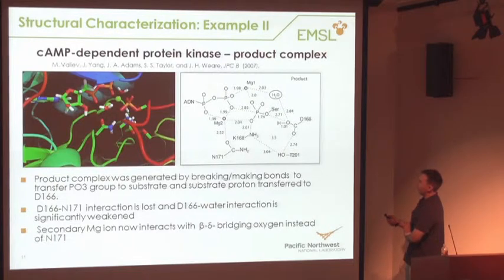And again, there's a wealth of information here. One important observation is this. The magnesium ion is coordinating this bridging oxygen on what used to be an ATP. So that's an important thing. There's also other things here.